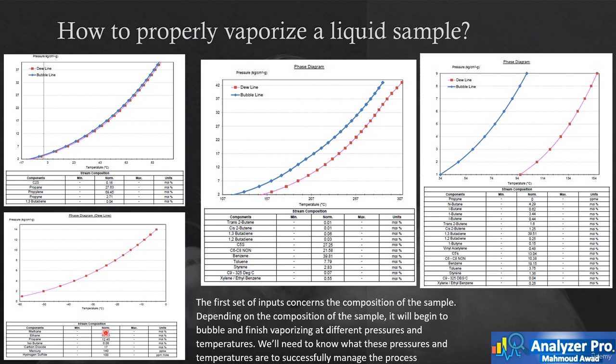In many cases with pure gases, we find that the bubble point and the dew point curves are identical and there is no mixed phase area. These samples are the easiest to vaporize. The more the sample is of many different and heavy components, like in this example, the larger the area of mixed phase, and the harder it is to vaporize this sample.